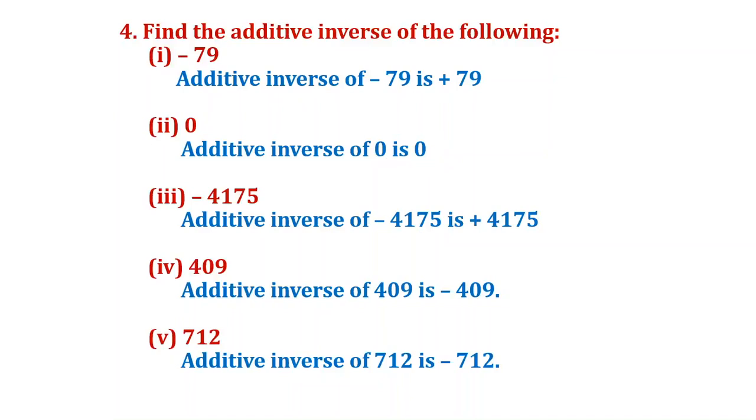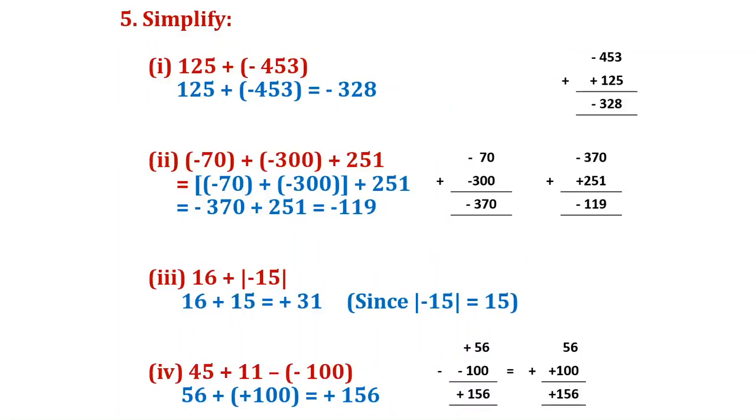Okay. Next, fifth one, simplify. Here also same. In the first problem, it is addition. So 125 plus of minus 453, which is addition of two numbers which are having two different signs. So subtract the smaller number from the bigger number here, which is 453 minus 125, which is 328, and put the sign which is in front of the bigger number. So minus 328. Just applying the rules is enough while you are doing the additions or subtraction of the integers.